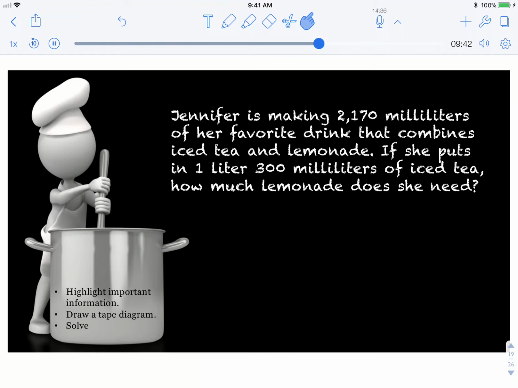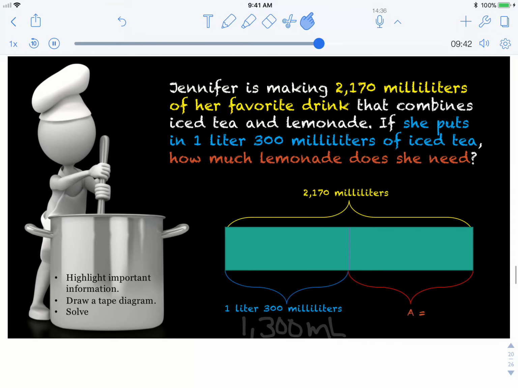Okay, the important information that's been highlighted is 2,170 milliliters of her favorite drink. She puts in 1 liter, 300 milliliters of iced tea. How much lemonade does she need? So we know that in all we have 2,170 milliliters. She's already used up 1 liter, 300 milliliters. What's another way to say 1 liter, 300 milliliters? We could say she's already used up 1,300 milliliters.